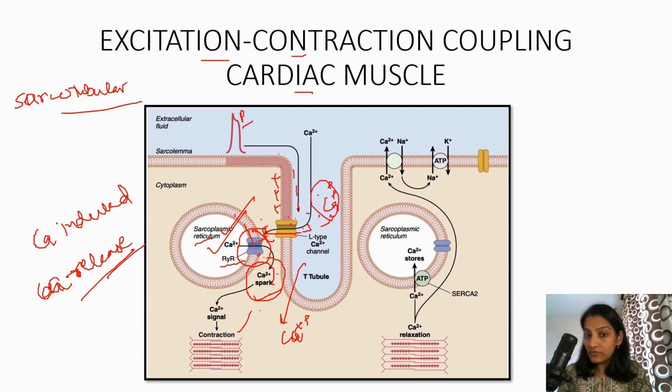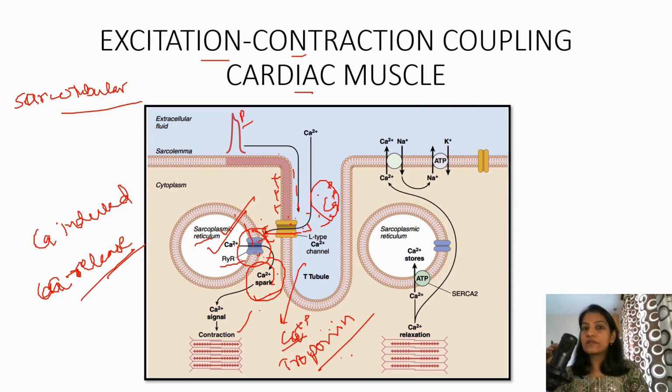And here the regulatory protein for calcium ion is again troponin, where it is going to bind. Once the calcium ion is present here in ICF in the cytoplasm, it will bind to the regulatory protein, that is troponin, and the same way as in the skeletal muscle the contraction begins, the same way it begins in cardiac muscle.